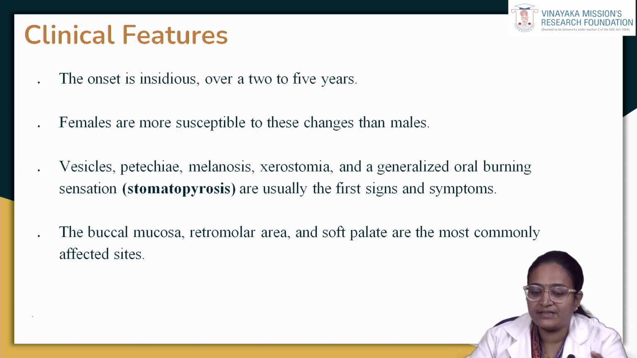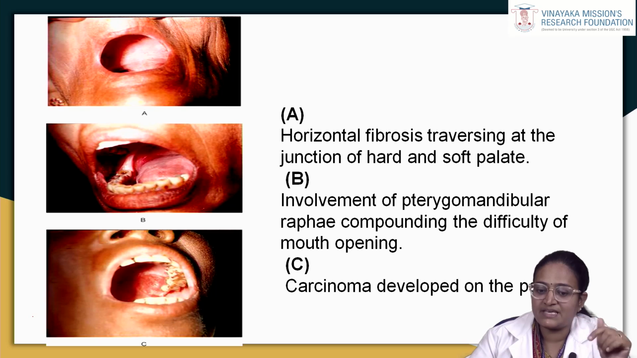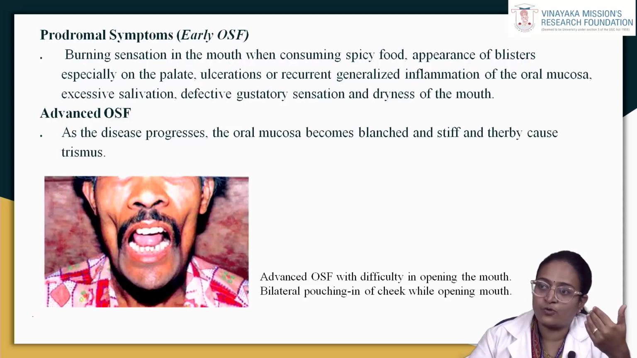Here I will be showing the photograph. Here you are able to see the fibrosis that extends to the surrounding mucosa. This photograph demonstrates the blanching, the fibrous bands, and severe trismus, difficulty in mouth opening, because of the chronic habit. One image shows the carcinoma that develops in oral submucous fibrosis, and you can also see the malignant potential of the disease.